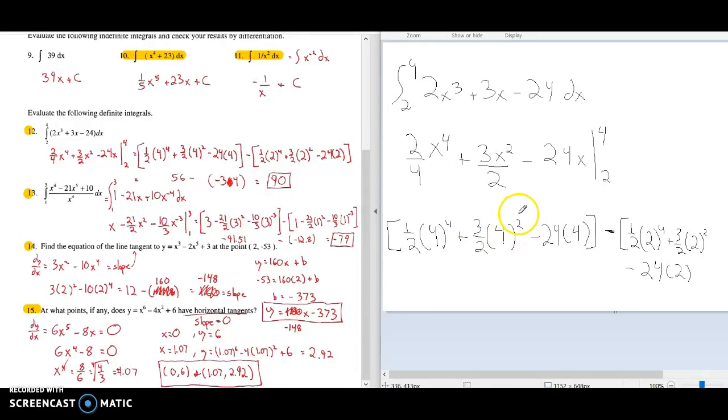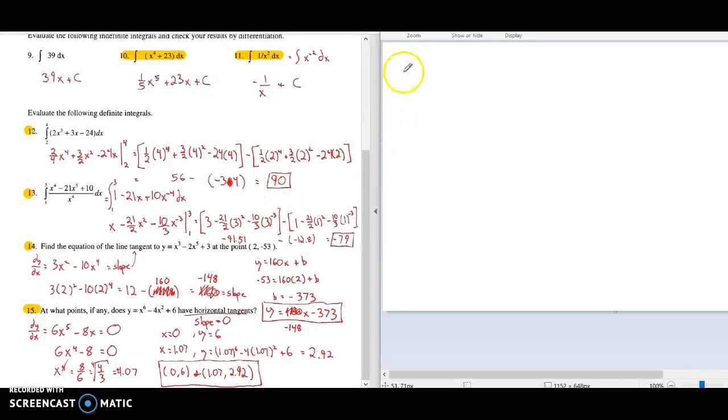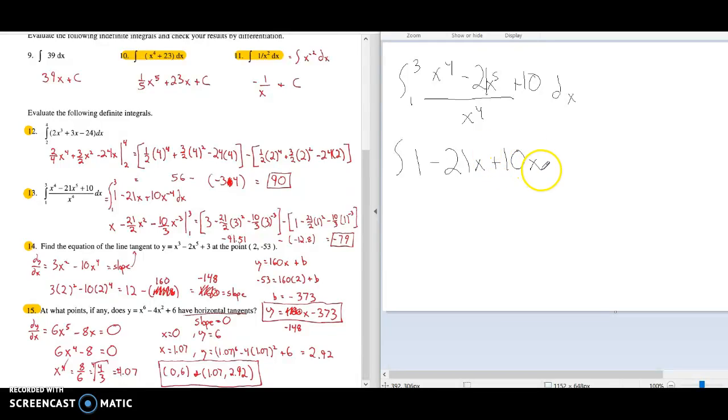For 13, the trick here is to know how to reduce the original equation. So here we're given x to the 4th minus 21x to the 5th plus 10 all over x to the 4th dx. If you simplify this equation, it actually becomes a lot easier. So we're going to cancel the 4s up here, so that becomes 1. And the 4 with this number, this becomes minus 21x. And then 10 over x to the 4, but I'm just going to put the x up top and do minus 4 instead.